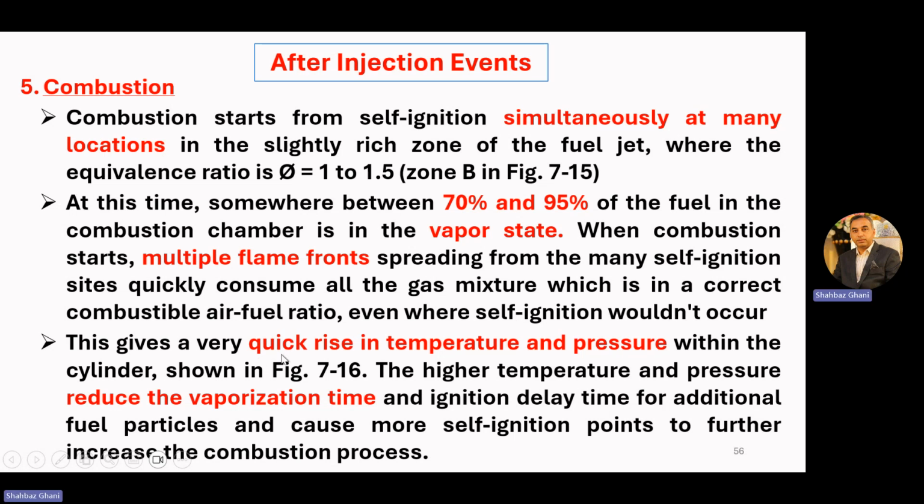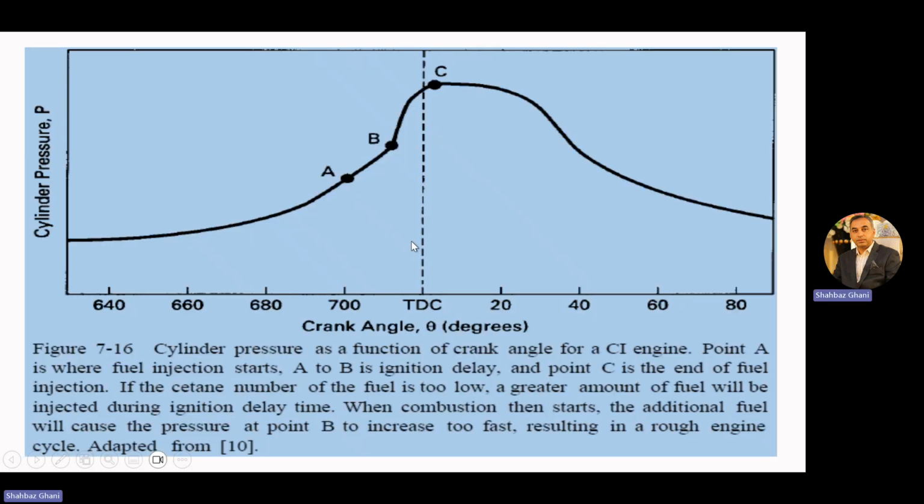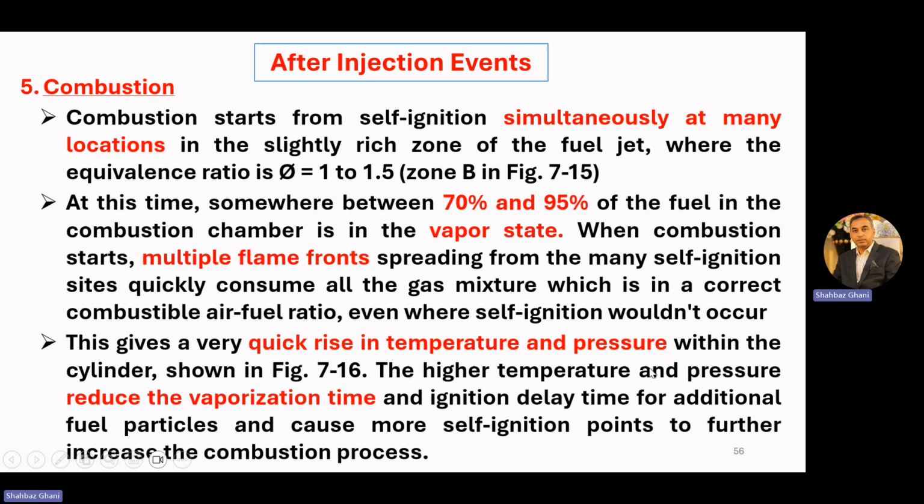This gives a very quick rise in temperature and pressure within the cylinder, shown in this figure. The higher temperature and pressure reduces the vaporization time. So we have a high temperature and pressure in the combustion chamber. It reduces your vaporization time and the ignition delay time for additional fuel particles, and causes more self-ignition points to further increase the combustion process.